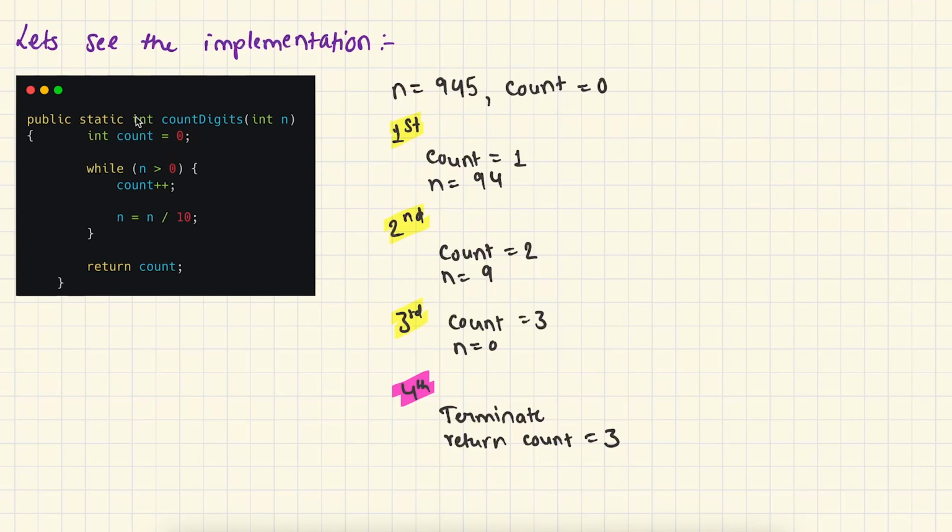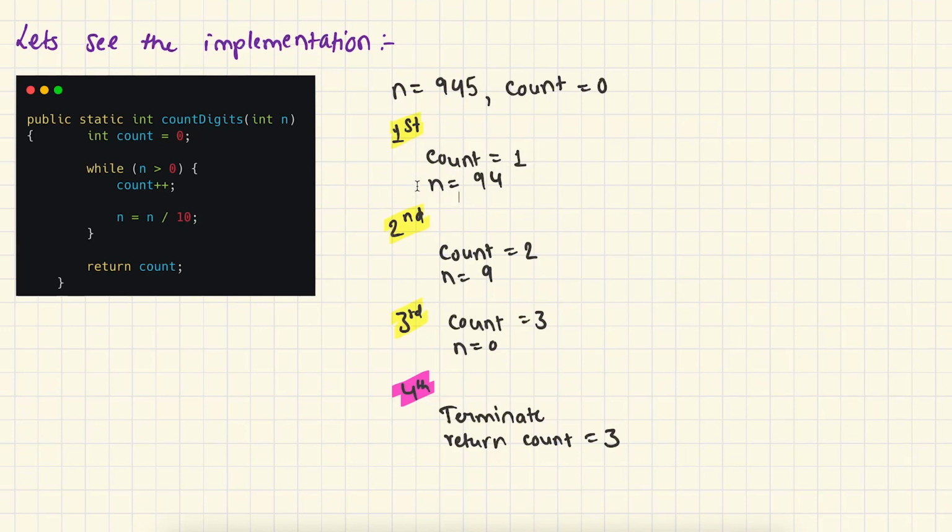Okay, now let's quickly see the dry run of this function. So let's say the value of n is 945 as discussed in the example and the initial value of count is 0. In the first iteration our value of n is 945, so our loop checks that 945 is greater than 0. This condition becomes true, so we enter into the loop. Now inside the loop, we increment the count by 1, so the value of count becomes 1 and then we divide n by 10. So now the value of n becomes 94.